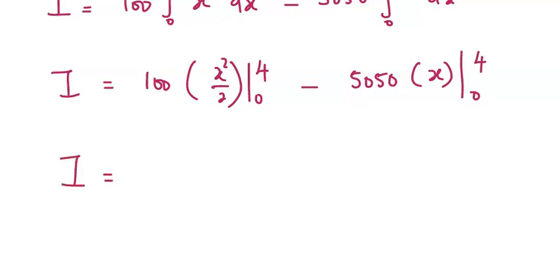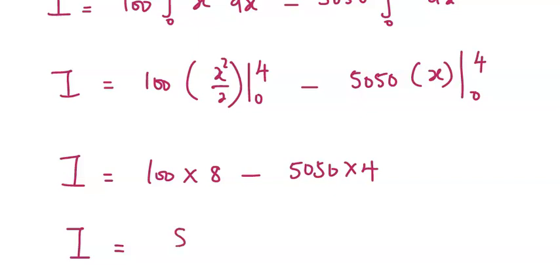So our I is going to be equal to 100 times, if you put in 4 for x, we'll get 4 squared divided by 2. That will give us 8. And then minus, here we're going to have 5050 times 4. So our I is going to give us 800 minus 20200, right? And this is going to give us the required answer, which is negative 19400. Hope I'm correct. Yes, of course.